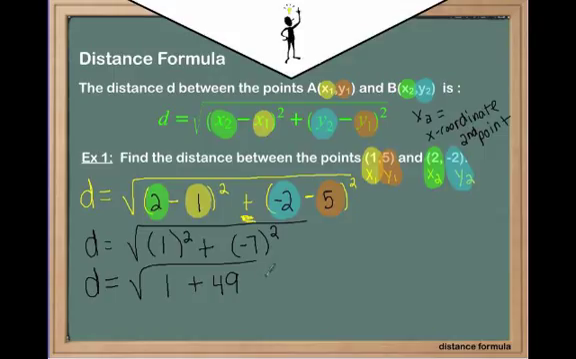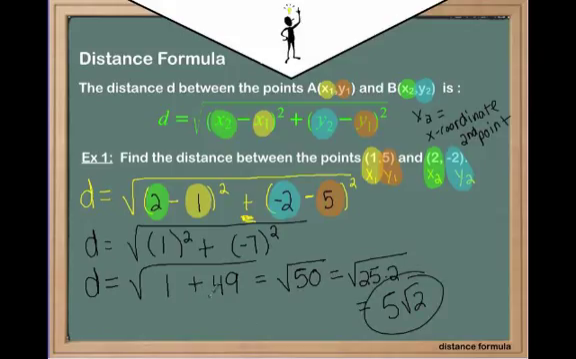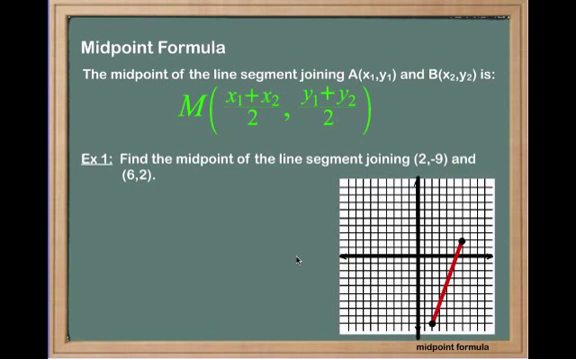You will never, ever have a negative under your square root sign in the distance formula. You got me? So if you do, go back, check it out. What did you do wrong? 1 plus 49 is 50, and I'm going to choose method 1 as my bread and butter here. I get 25 and 2, which gives me a final answer of 5 square root 2, meaning the distance between the point (1, 5) and (2, negative 2) just turns out to be 5 square root 2.